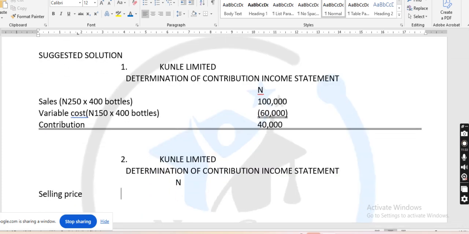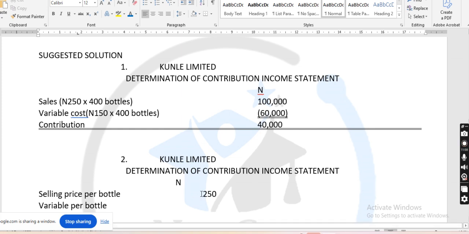Now, if the selling price is 250, what will be the variable cost given to us per bottle? Let me put it like this. Selling price, 250. Variable cost, 150 per bottle, right? Now, because it is one bottle, 150. So what will be the contribution now?